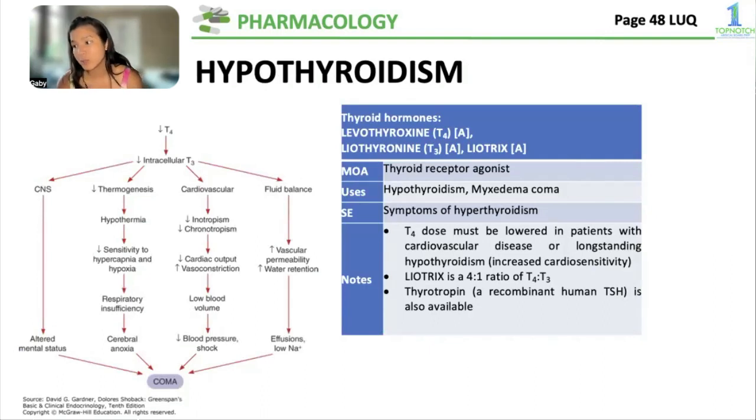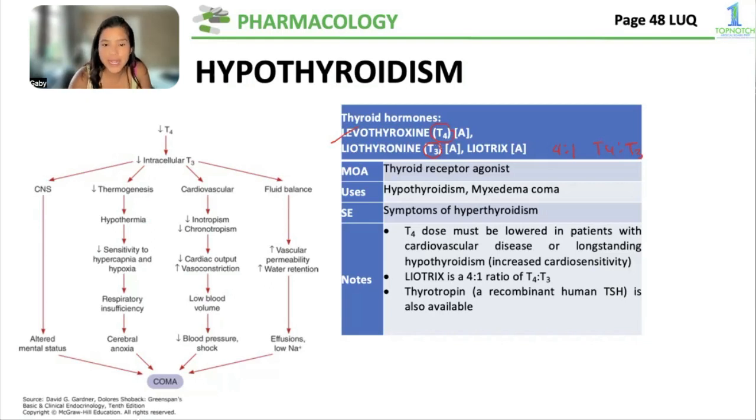So levothyroxine, which is what we usually give, is just synthetic T4. Liothyronine is a synthetic T3, whereas liotrix is a 4:1 ratio of T4 to T3, so it is a mix of both T4 and T3. So which one is our treatment of choice? Again, it is usually levothyroxine due to consistent potency. However, because we're giving a T4, we also need to have effective conversion of T4 into T3 in order for this drug to work.